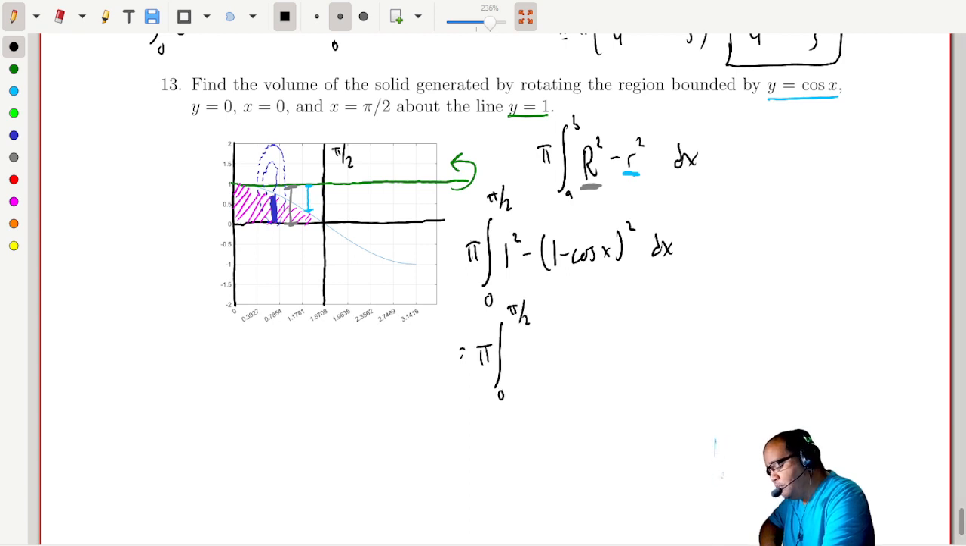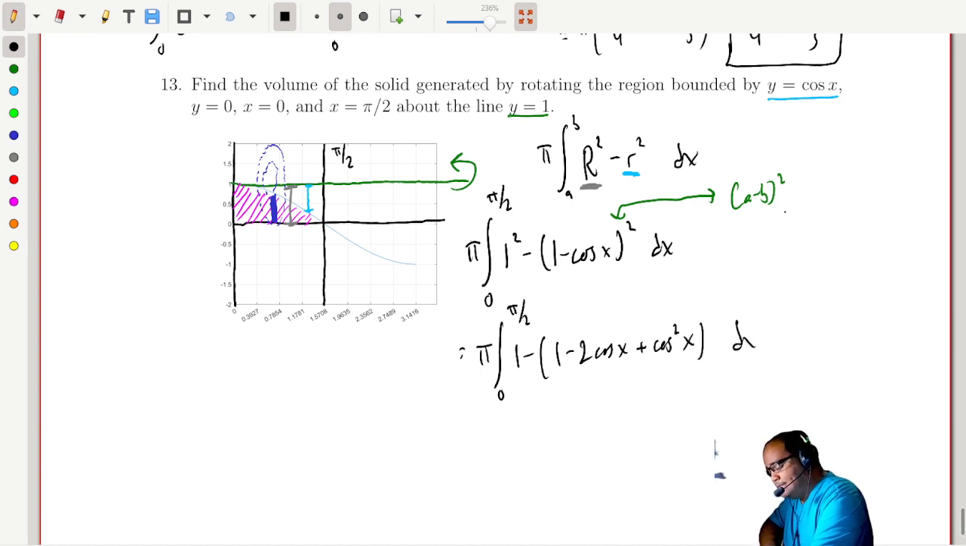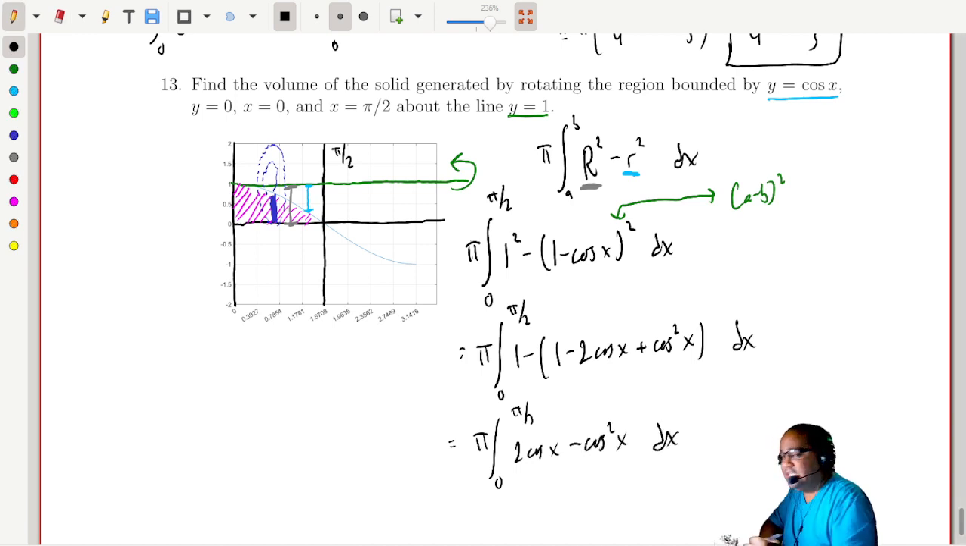Remember that we want to use the formula (a minus b) squared. I'll just make ourselves a little note here; I won't write out the formula again. So we have 1 minus, and I'll write, 1 minus 2 cosine x plus cosine squared x. Do some canceling here. Well, 1 minus 1 is 0. Minus times minus is plus, so 2 cosine of x. Then minus, think about the distributive property, minus cosine squared x dx.